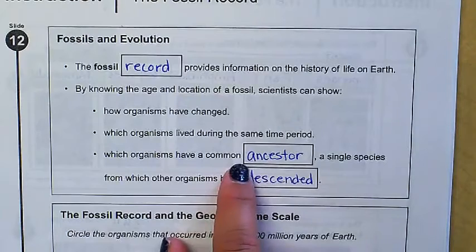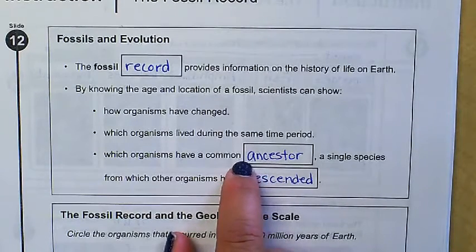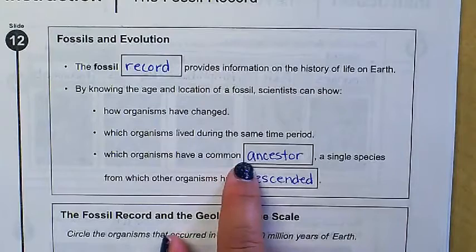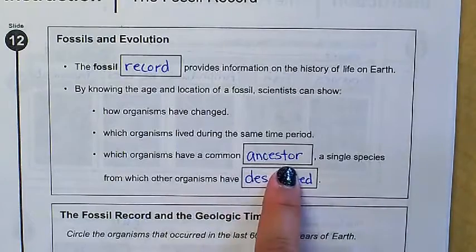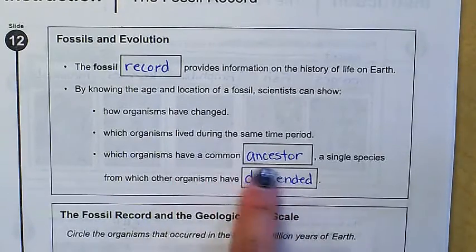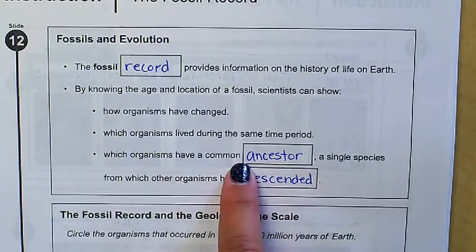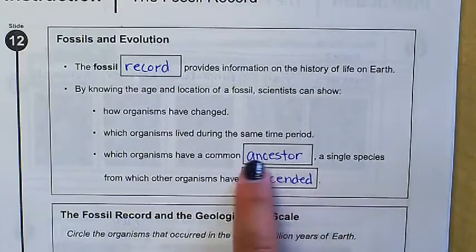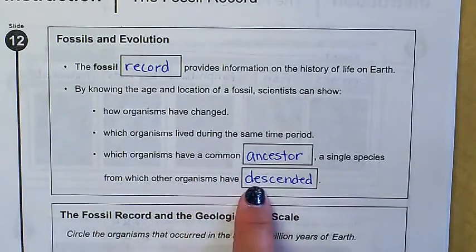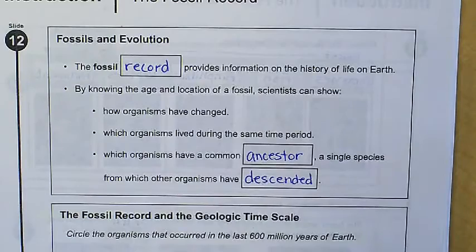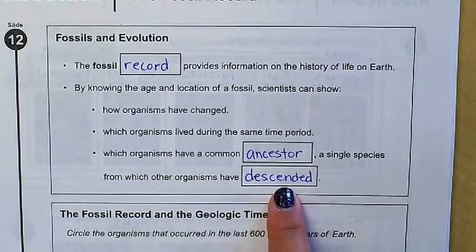That means your great-great-great-great-grandpa may be somebody that you don't know also is from your great-great-great-great-great-great-grandpa. And so that's what they mean by a common ancestor. Way back when some species had the same ancestor, and so these organisms have descended. Remember, descended was have come from that common ancestor.